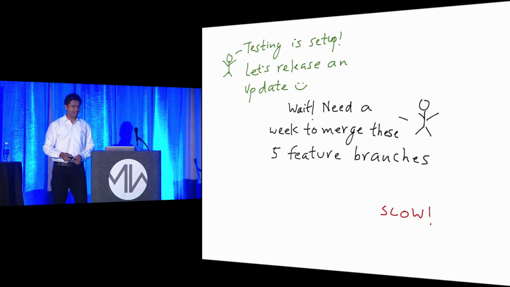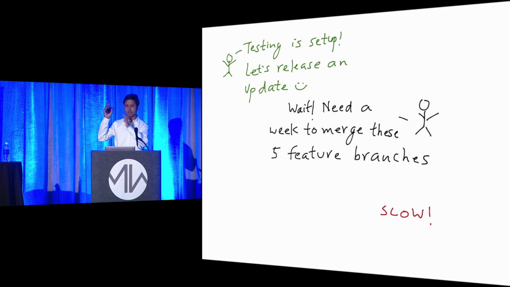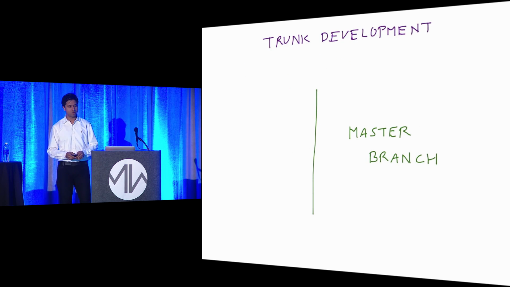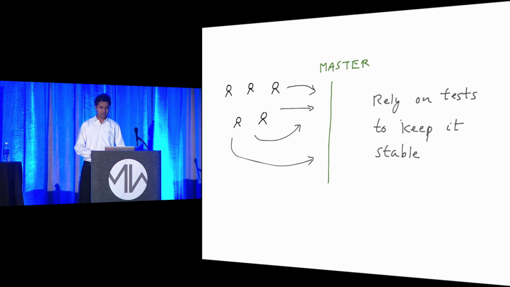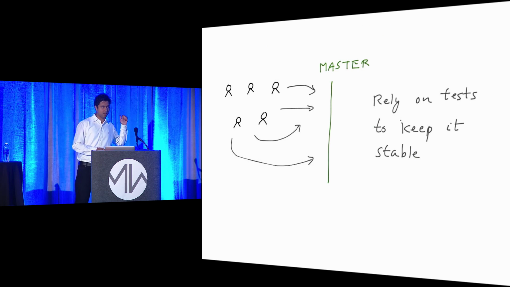All right, so again, really slow. Because then there is a person appointed as the merger, and it takes 2 weeks to merge everything. Really slow. So that's when we moved to the trunk development model. This is the concept in which we have one branch to rule them all, the master branch, and everybody checks into the master branch. And we rely on the tests that I just described to keep it stable. And anything on master is something that we consider ready to ship.